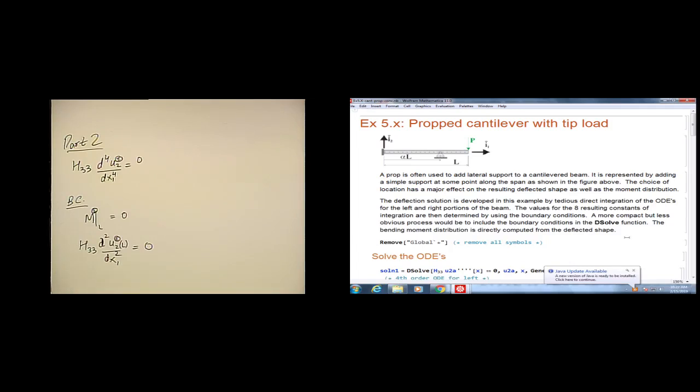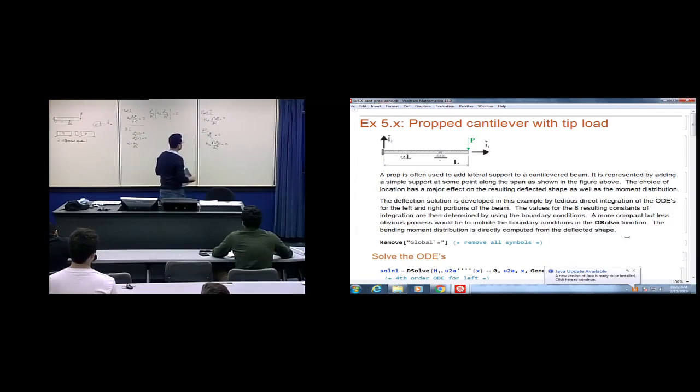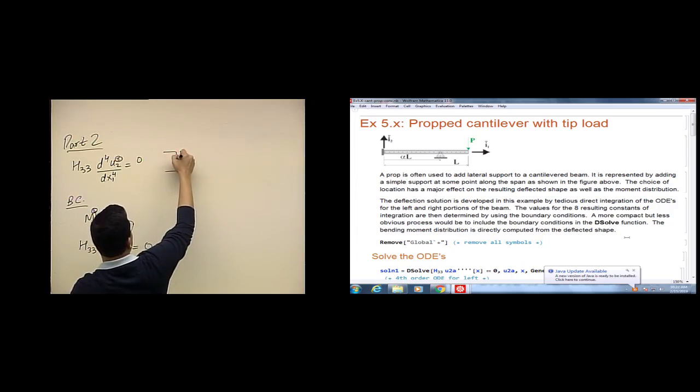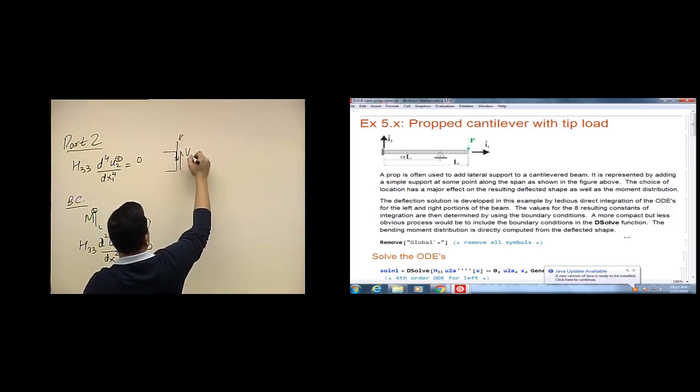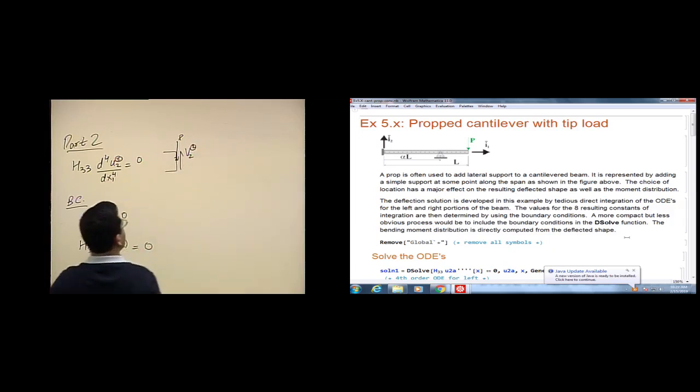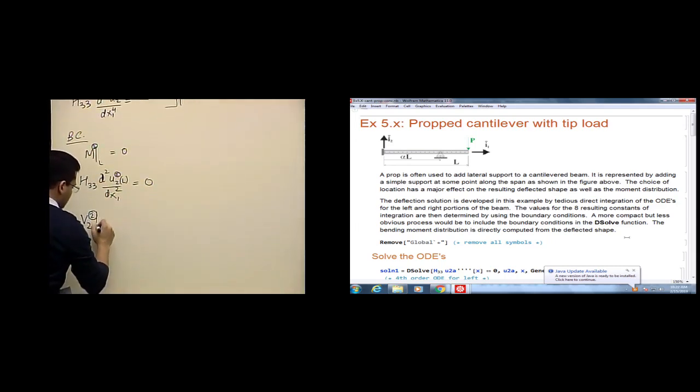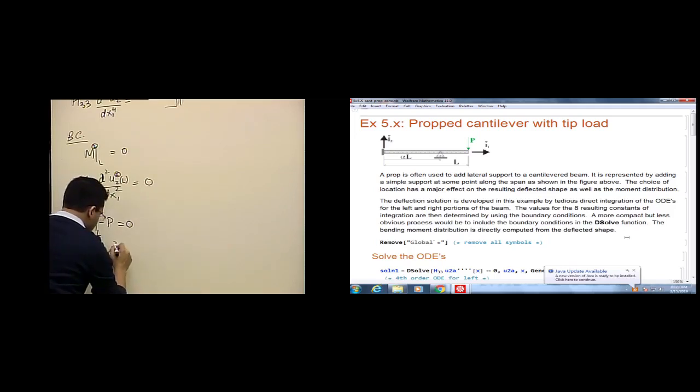Okay, now I have a condition with respect to shear force because we have a point load there, so the point load will contribute to that shear force. So let's see what is happening at the right end. There is a shear force, there is a load P applied, so I'll apply equilibrium there. We get V2 at L minus P is equal to 0. So we have H33 third order differential of U2 at L.